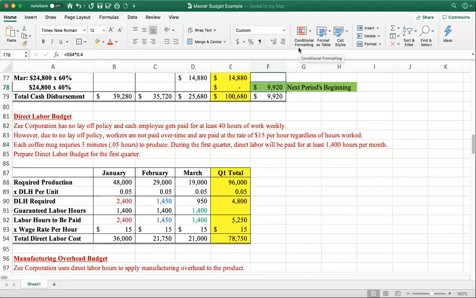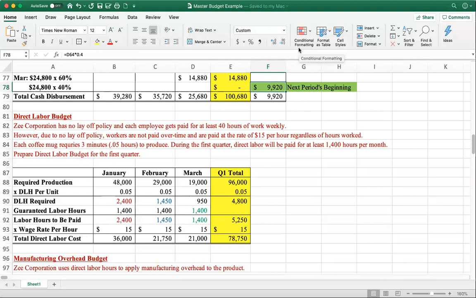So 45 minus 40, there are 5 extra hours they work. They will still get paid, but not time and a half, like $15 an hour for those 5 hours. They will still get paid $10 an hour. So in this example, Z Corporation has a no layoff policy, and each employee gets paid for at least 40 hours a week. However, due to the no layoff policy, workers are not paid overtime and are paid at the rate of $15 an hour, regardless of how many hours they work.